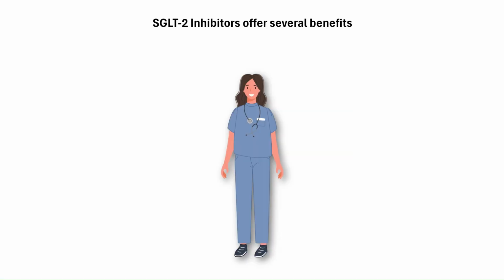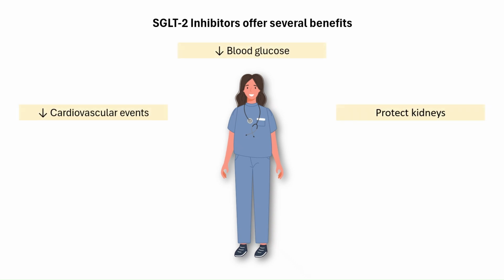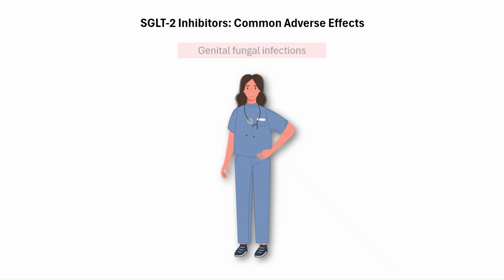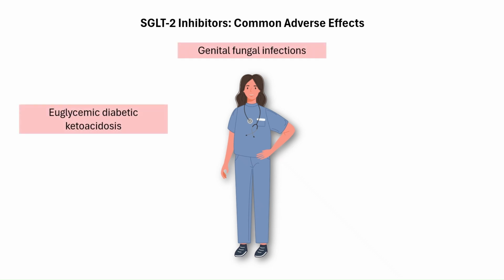SGLT-2 inhibitors are considered some of the most beneficial drugs in modern diabetes care. They lower blood sugar, shield the heart, and protect the kidneys. But there's a biological tax for these benefits. They cause genital fungal infections, euglycemic diabetic ketoacidosis, and dehydration. These aren't random glitches. They are the predictable price of a single physiological shift.